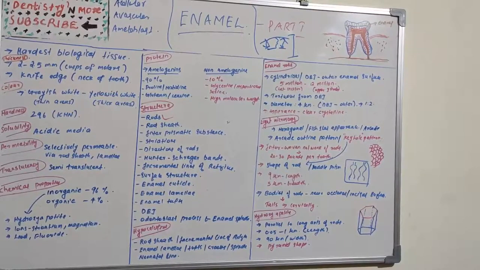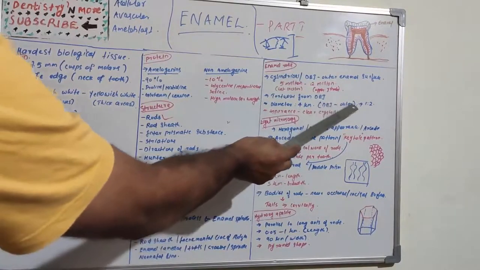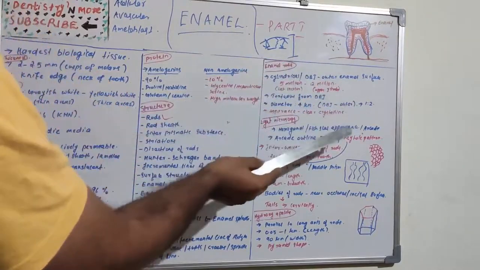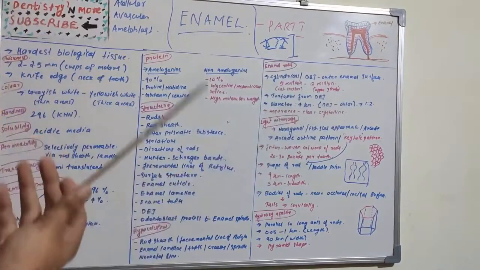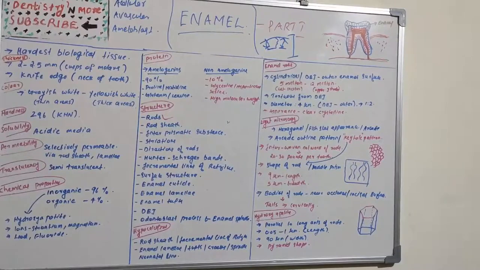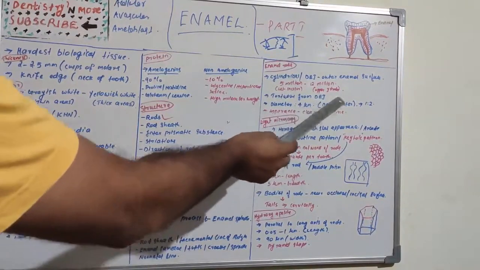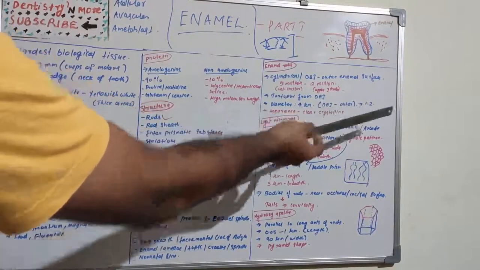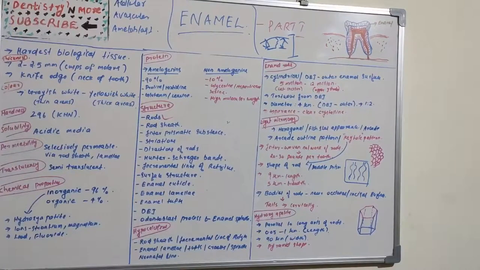It increases from the DEJ to the outer enamel surface by a ratio of 1:2. So at DEJ it is 1 and at the outer enamel it is 2, that is diameter. Usually it is 4 micrometer. At DEJ if it is 2, at the outer surface it will be 4. So it appears with a very clear crystalline nature.